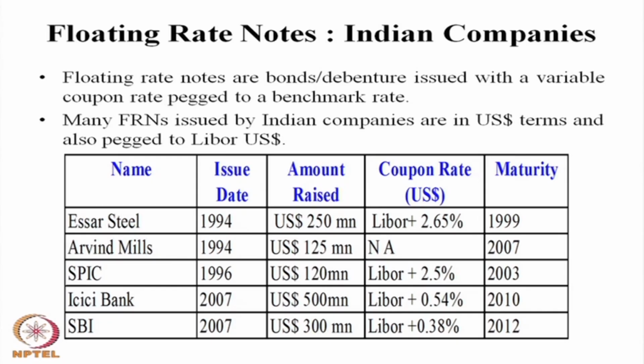Many FRNs, what are called floating rate notes, have been issued by Indian companies in US dollar terms and also pegged to LIBOR and US dollar. Like Essar Steel in 1994 issued 250 million US dollar at LIBOR plus 2.65%. Here LIBOR is the benchmark rate, and the maturity of the bond was in 1999.